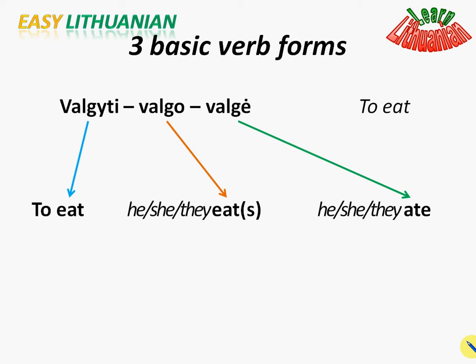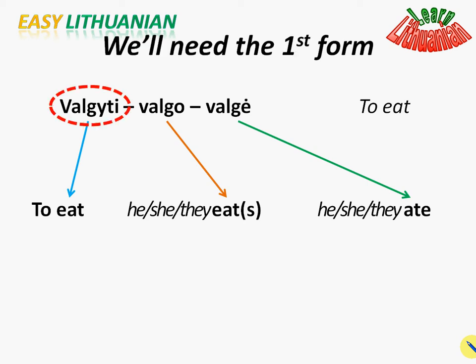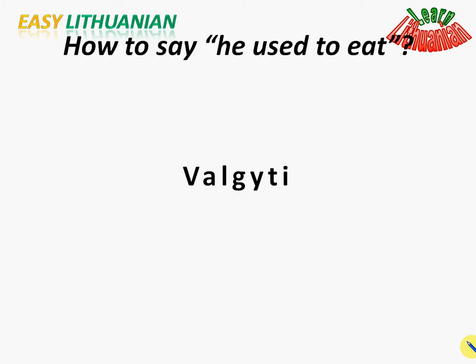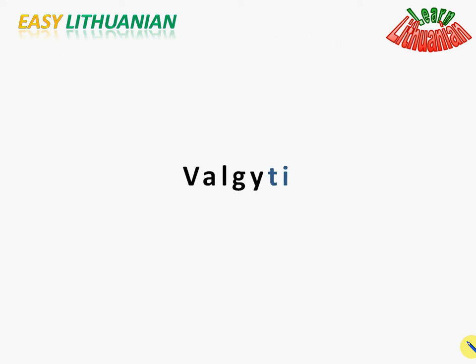There are three basic verb forms, you already know that, and for this tense we'll need the first form, the infinitive, to eat, valgyti. How to say he used to eat, or she used to eat, or they used to eat? It's the same. He, she, or they in Lithuanian, the verbs are the same. So you've got this infinitive, valgyti. All infinitives end in the suffix -ti.